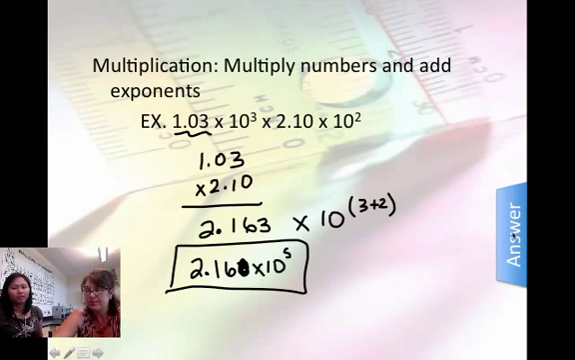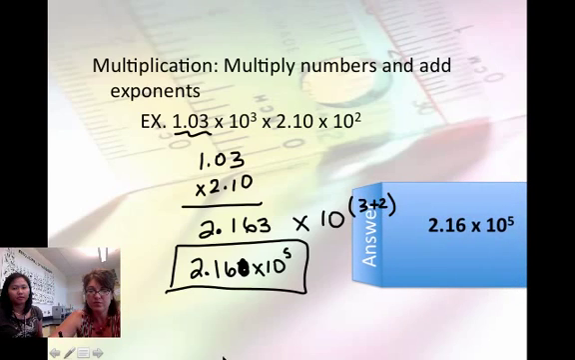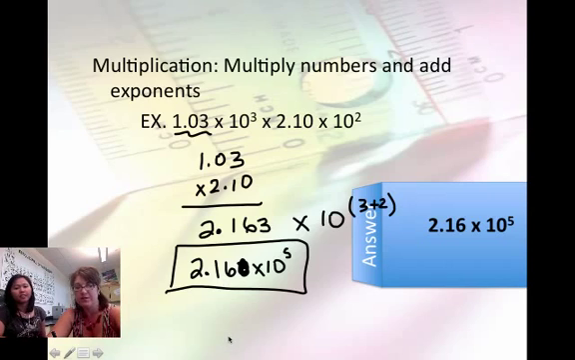Let's check our answer. 2.16 times 10 to the 5. 3 points. Wow, it's like we've done this before.